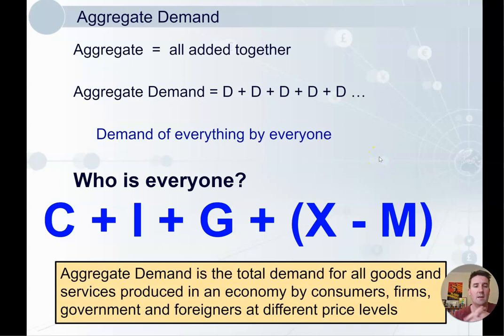So here is our proper definition. Aggregate demand is the total demand for all goods and services produced in an economy by consumers, firms, government, and foreigners at different price levels.